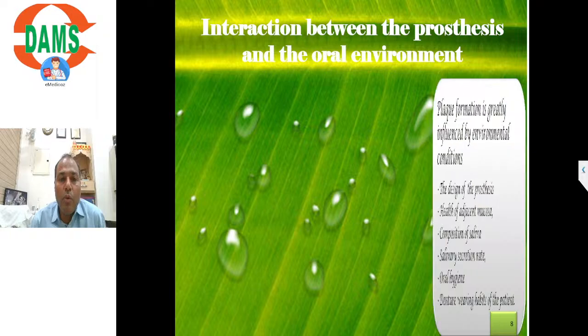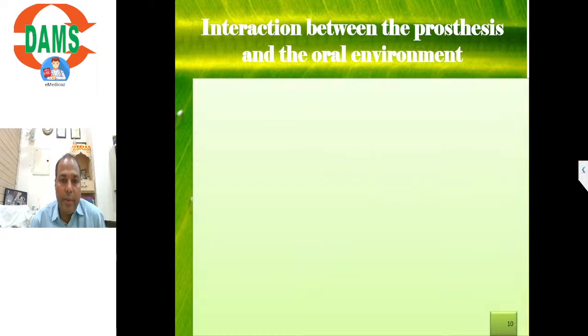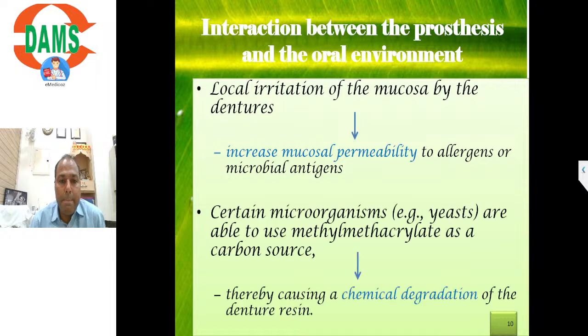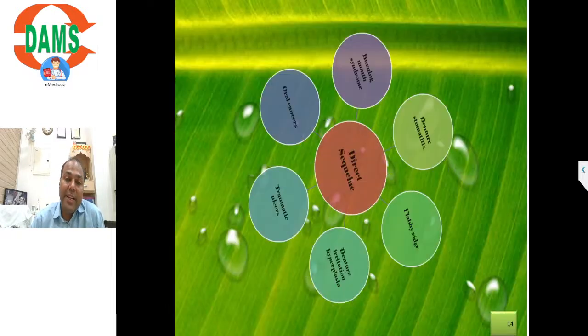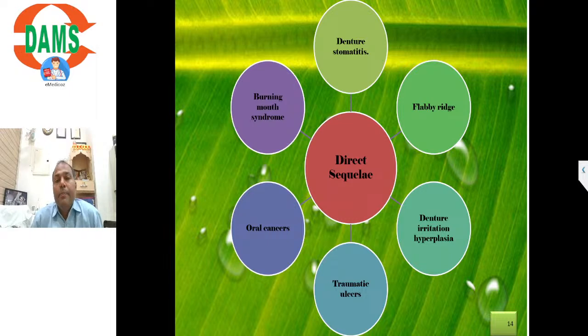So when we are talking about the... I'll come on to the main topic. So we have sequelae of wearing dentures. We have direct sequelae and then we have indirect sequelae. So when we talk about the direct sequelae or the post insertion problems, we have flabby ridge, we have denture irritational hyperplasia, then we may have traumatic ulcers if the patient still has chronic irritation. If there is so much trauma again and again, it may also turn into oral cancer.